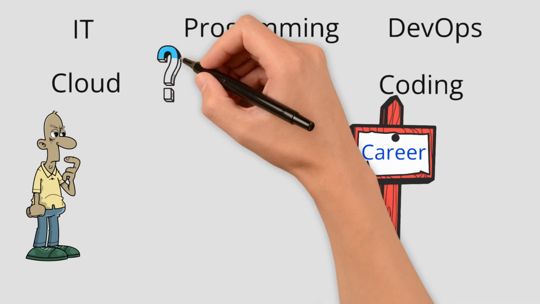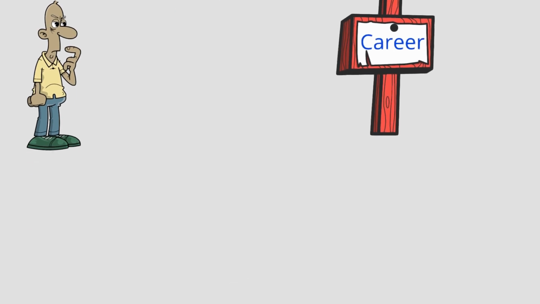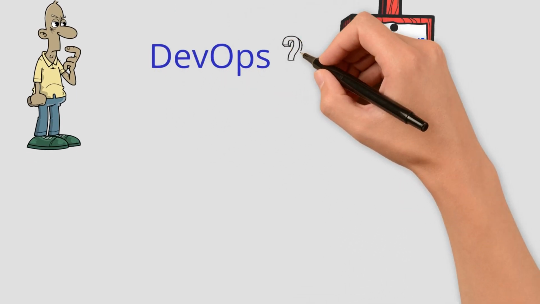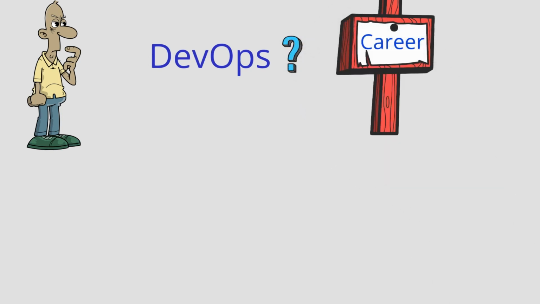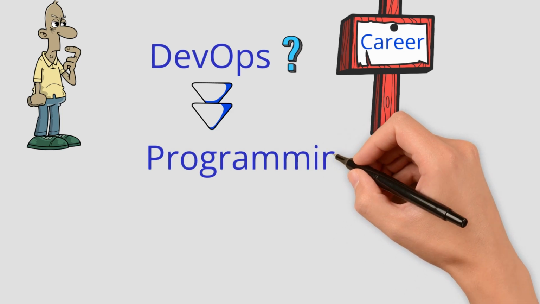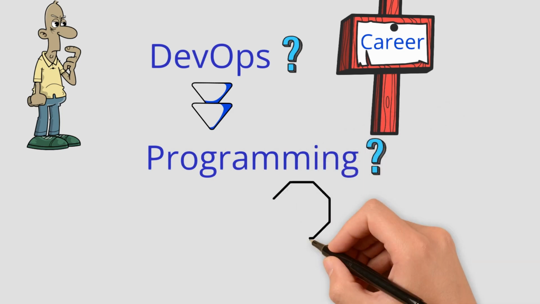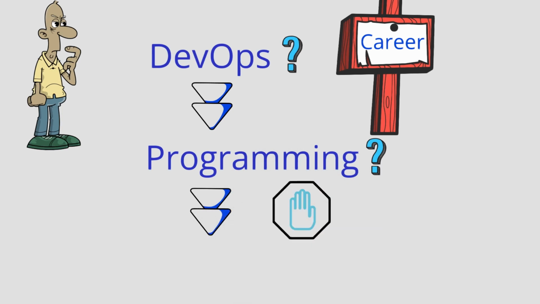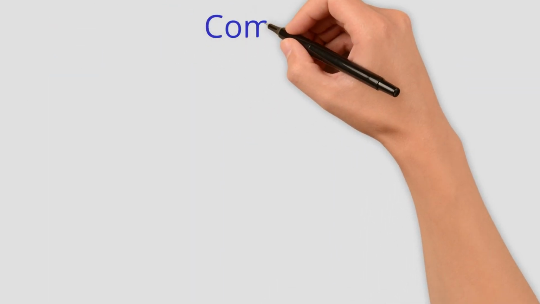Right, so where do we start? You want to become a DevOps. So what is DevOps? Wait a second actually. Let's go backwards. What is programming? No, wait. What is a computer? Let's start from there. Let's start from the very beginning.